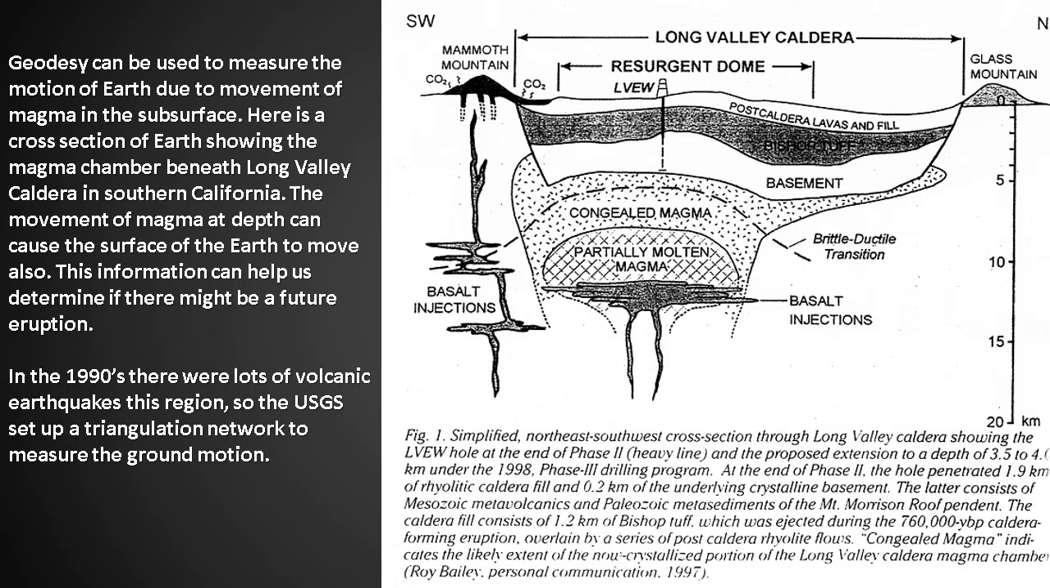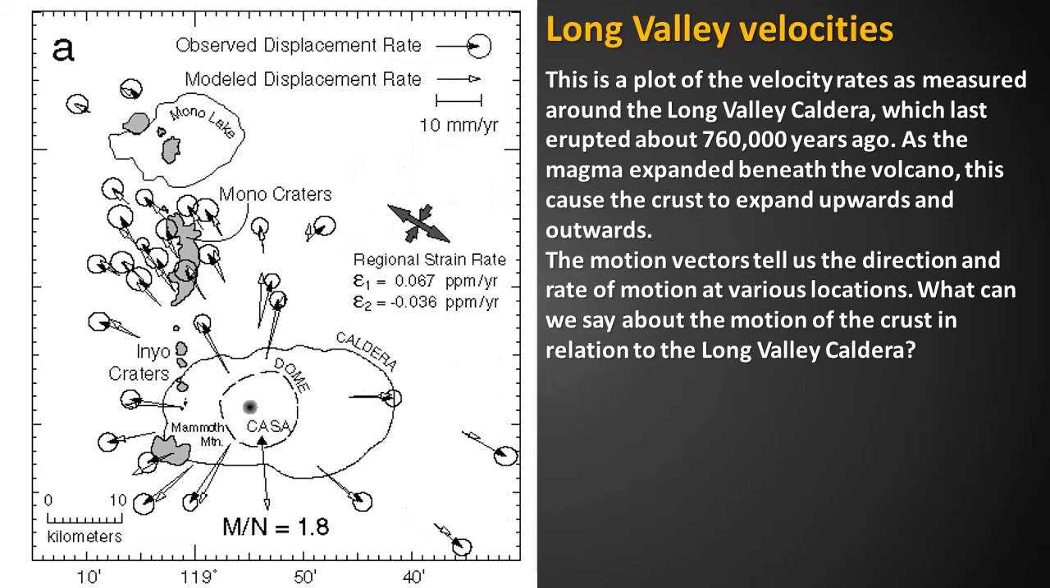In the 1990s, there were lots of volcanic earthquakes in this region, so the USGS set up a triangulation network to measure the ground motion. This is a plot of the velocity rates as measured around the Long Valley Caldera, which last erupted 760,000 years ago. As the magma expanded around the volcano, this caused the crust to expand upwards and outwards.